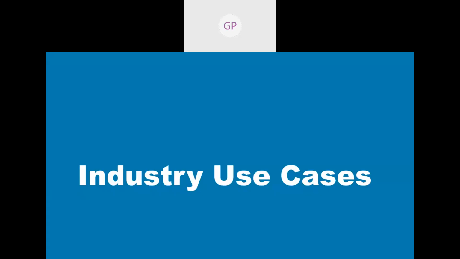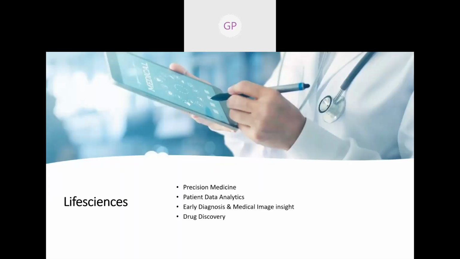So these were all use cases which are around us. So what I'm going to do is jump onto industry use cases, and there are some use cases which we are already working on as part of our organization. Life sciences is one of the important domains which we as a company are working on, and there are different sorts of use cases in life sciences, which include precision medicine.